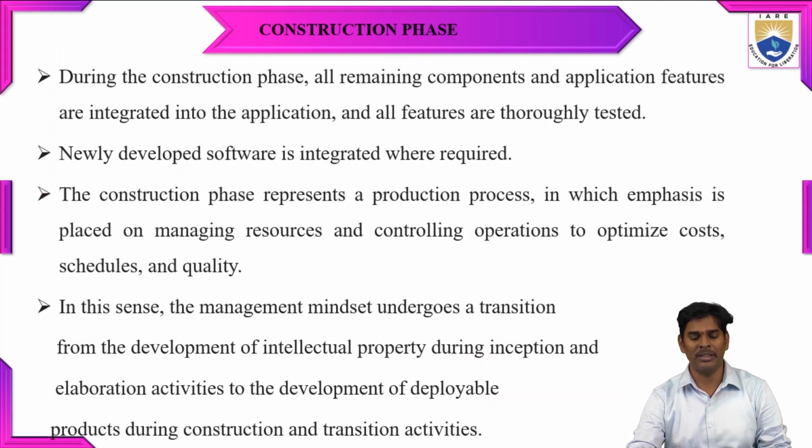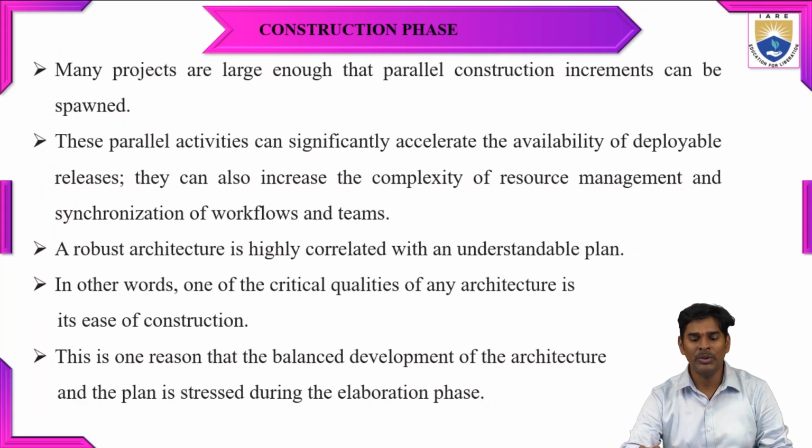So they are going to take the different types of intellectual property during the inspection, as well as the collaboration activities, so that they will be deploying the products during construction, as well as the transition activities. And also they are going to check that many projects are large enough that parallel construction increments can be spawned. So mainly, for more than one project, they are going to consider parallel constructions. So these will be incremented.